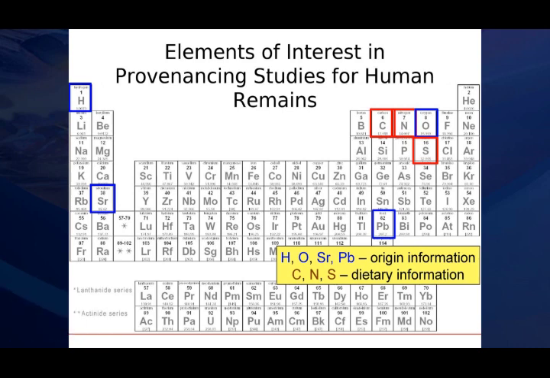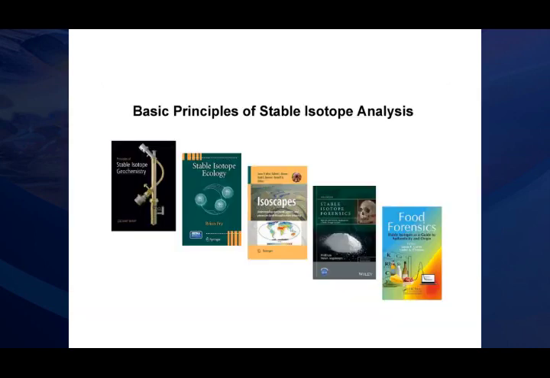These are the isotopes that are most commonly used in forensic provenancing studies. So you'll see it includes light isotopes such as hydrogen, carbon, nitrogen, oxygen, sulfur, as well as a couple of heavy isotopes such as strontium and lead. And hydrogen, oxygen, strontium, and lead all provide information about origin, and carbon, nitrogen, and sulfur isotopes provide more information about diet, although there could be applications to origin with these isotope systems as well.